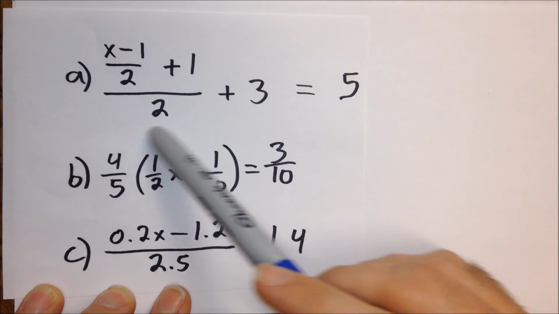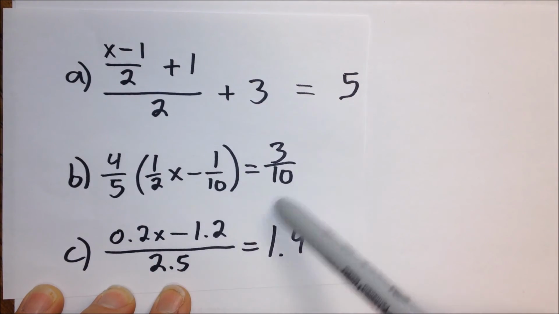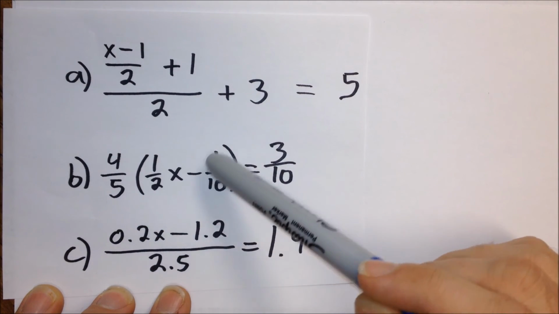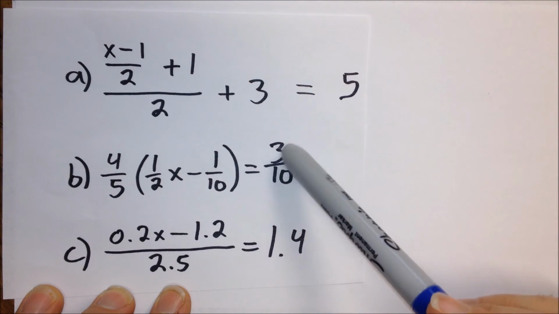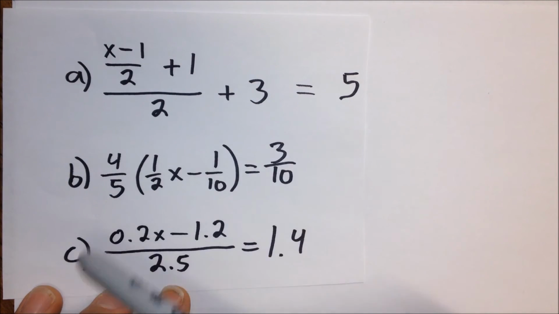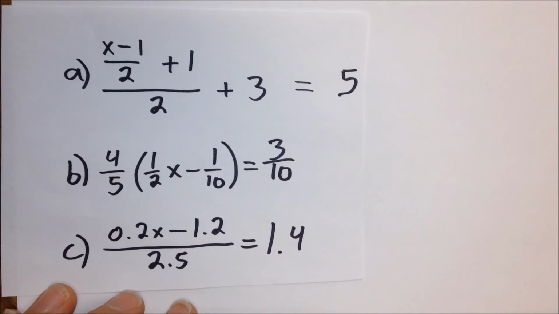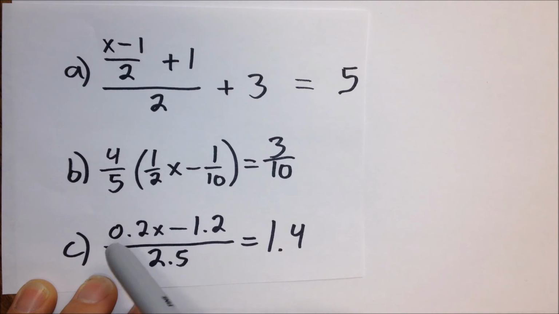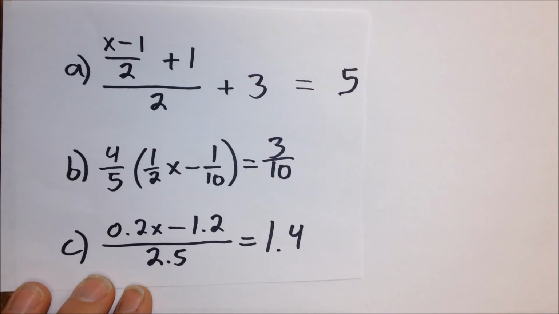Here we have a linear equation, but we have a bunch of fractions involved. So we have 4/5, and then inside the parentheses 1/2 x minus 1/10 equal to 3/10. So you get to brush off some of your skills with working with fractions, and if you find that difficult, you can follow the link to my video about working with fractions. Finally, on the last section, we have a similar problem, except this one involves decimals. And so we have 0.02x minus 1.2 over 2.5 equals 1.4.